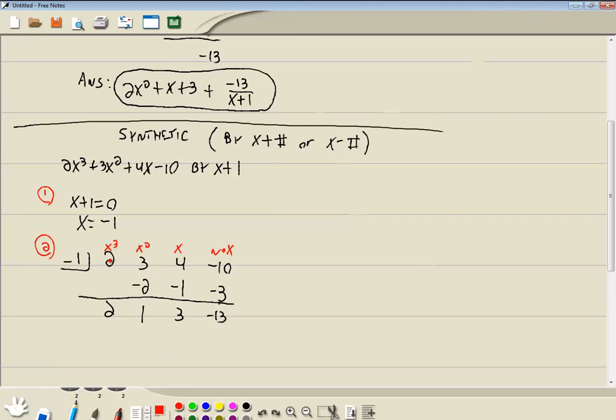Now this was x to the third, so this will be 1 degree lower. So this is going to be x squared. This will be x. This will be our no x, our constant term. And this will be our remainder. So our answer will be 2x squared plus x plus 3. And we take our remainder and put it over what we're dividing by, which was x plus 1. And that's our answer.